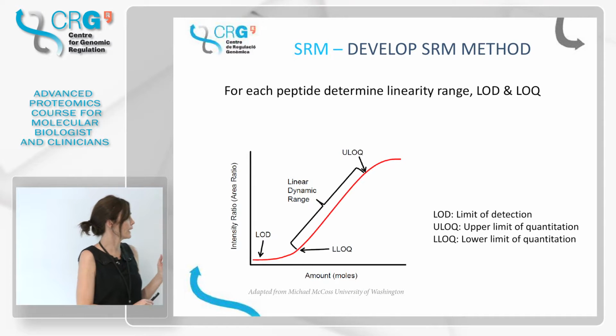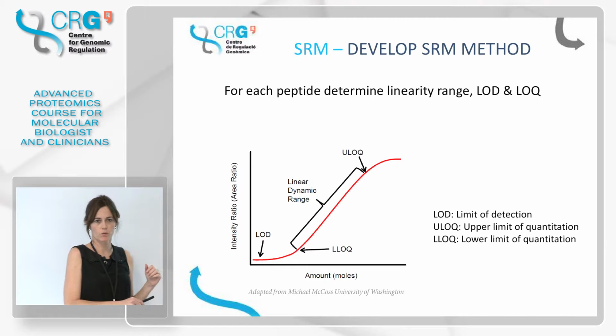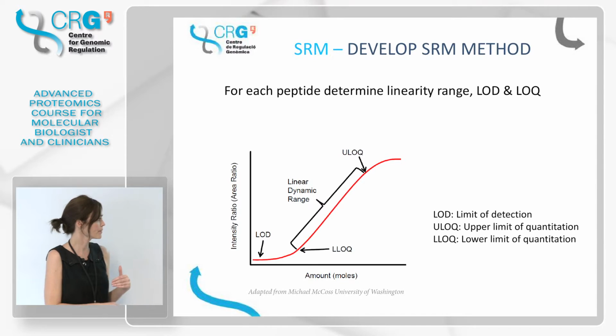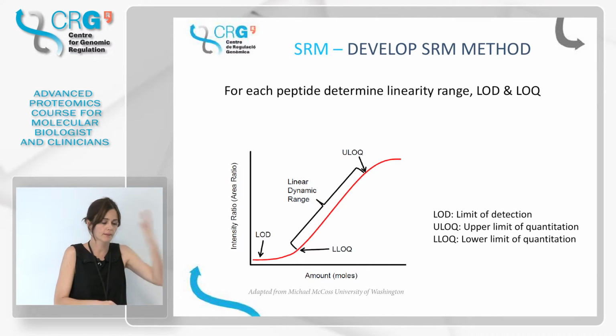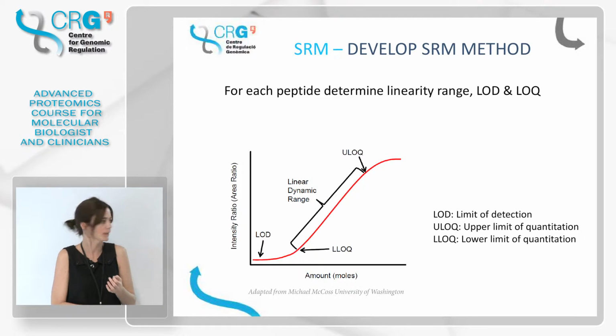So for each peptide we should determine the linearity range. Why? Because we need to measure the peptides within this linearity range. If we want to identify is one thing, but if we want to quantify in this area, this would be our limit of detection.